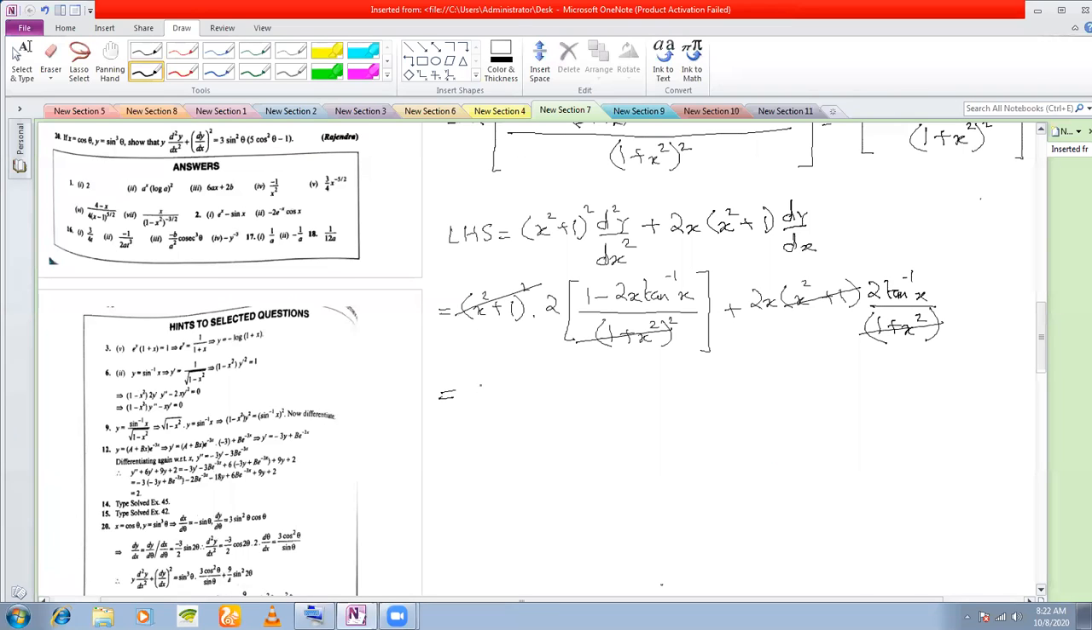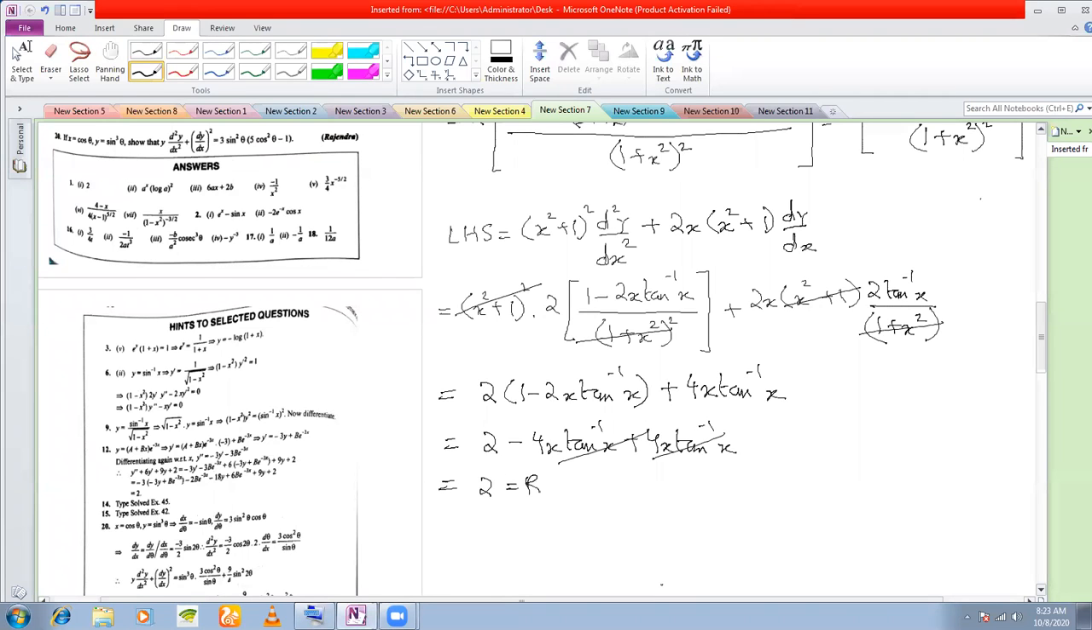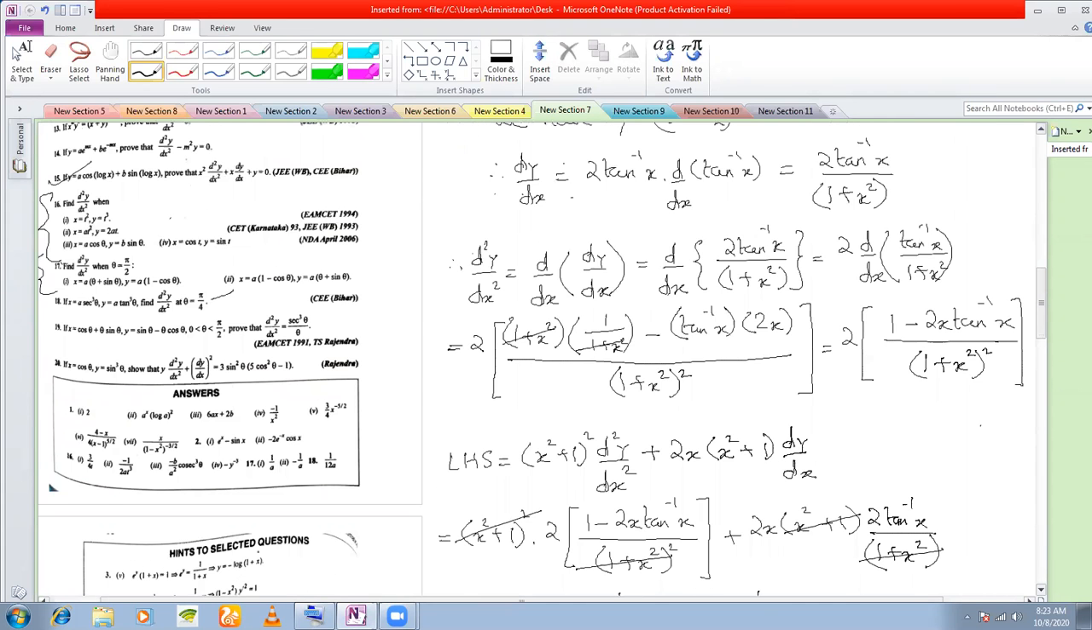So what are you left with? You are left with twice 1 minus 2x tan inverse x plus 4x tan inverse x. Now you multiply with 2 everything and open the brackets. You get 2 minus 4x tan inverse x plus 4x tan inverse x. Okay, so what happens? These two cancel. Simply get 2 is equal to RHS. Proved. Clear? Yes, sir.